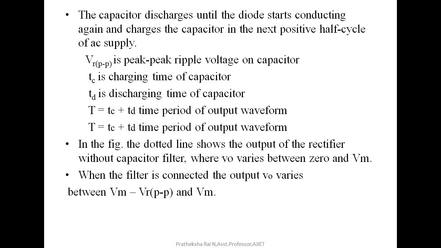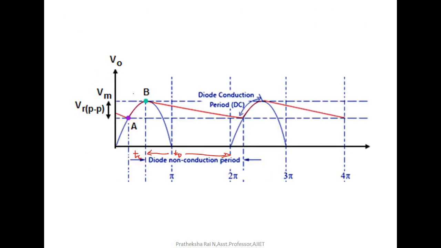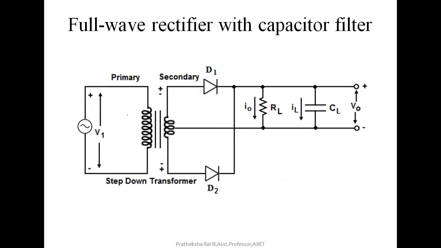In the figure the dotted line shows the output of the rectifier without capacitor filter, where Vout varies between 0 and Vm. When the filter is connected, the output V naught varies between Vm minus VR peak to peak and Vm. So here you can see the output is only between Vm and Vm minus VR peak to peak. This is how in case of half wave rectifier we get the output.